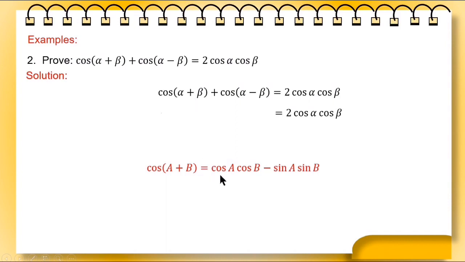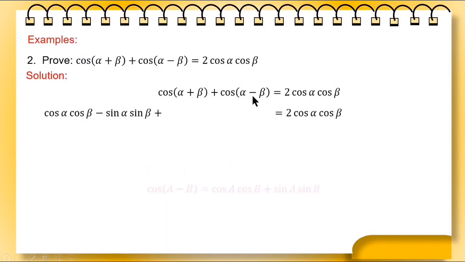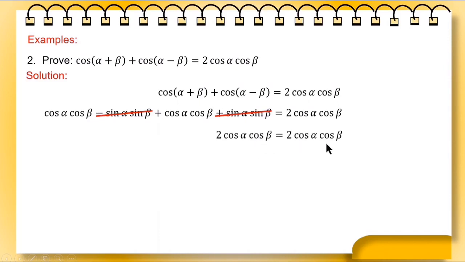So this is equal to cosine alpha times cosine beta minus sine alpha times sine beta. Plus, here we use this identity. So this is equal to cosine alpha times cosine beta plus sine alpha times sine beta. Then, we cross out sine alpha times sine beta and combine cosine alpha times cosine beta. So we have 2 times cosine alpha times cosine beta, which is equal to the expression on the right side.